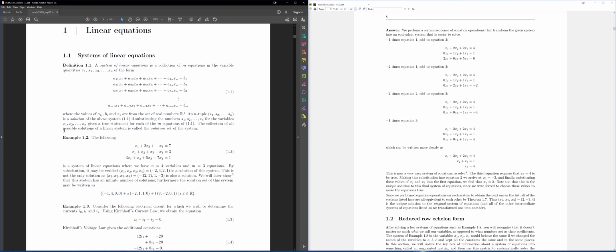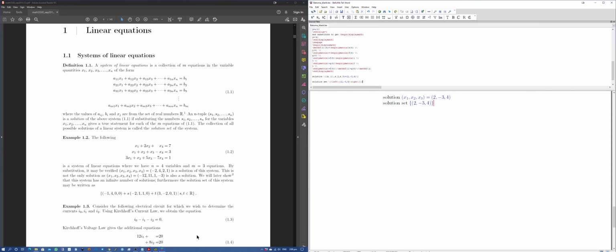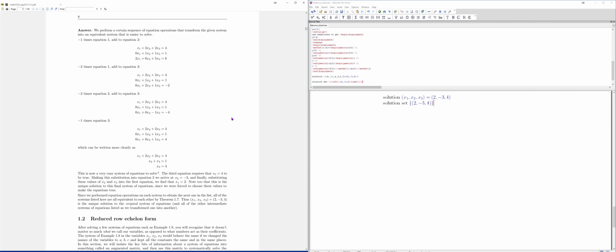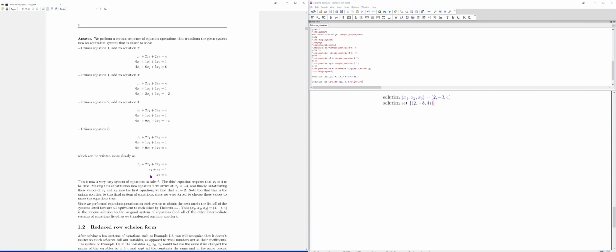The collection of all possible solutions of a linear system is called a solution set, right? So this over here is a solution, and your set of all possible solutions for this system would be... because you only have a unique solution, the set of possible solutions would be 2, minus 3, 4. So in this set over here, you only have one element, and this would be how you'd write a solution set.